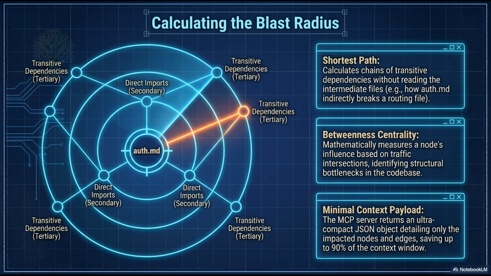Exactly. And the second function is betweenness centrality. Okay, so if shortest path finds the route, what does centrality do? Centrality mathematically measures the influence of a node based on how many shortest paths pass through it.